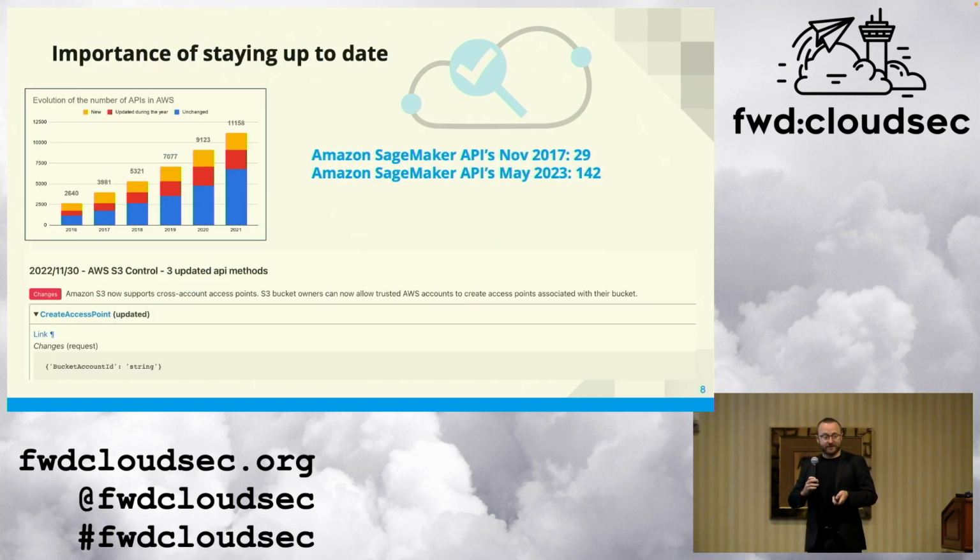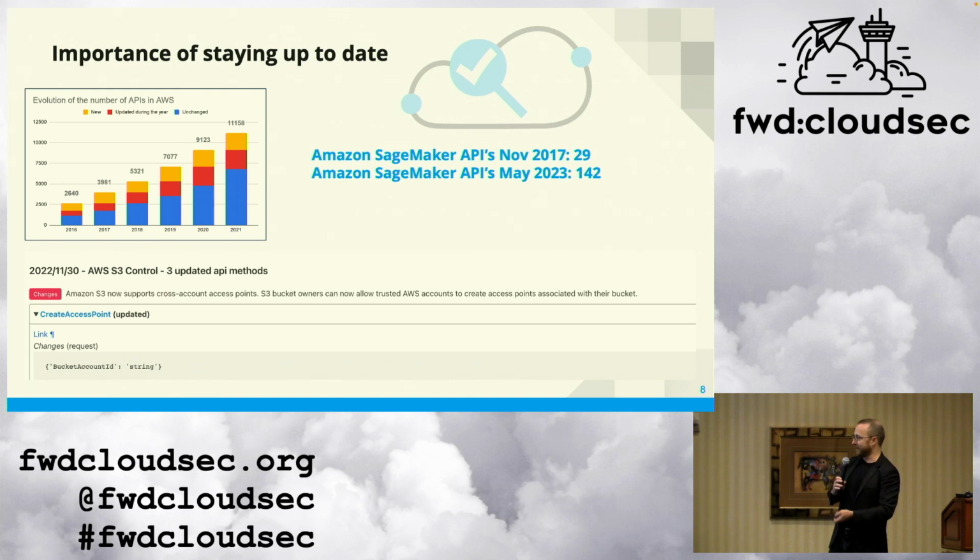Then, once you've done it, you've got to stay up to date. So you need to think about things like, how am I going to stay up to date? And the reason for that is when SageMaker got launched, for example, there were 29 APIs. There's 142 now. If you assess a service at a point in time, the service doesn't stop. You've just stopped analysing it. You need to continuously analyse the services.